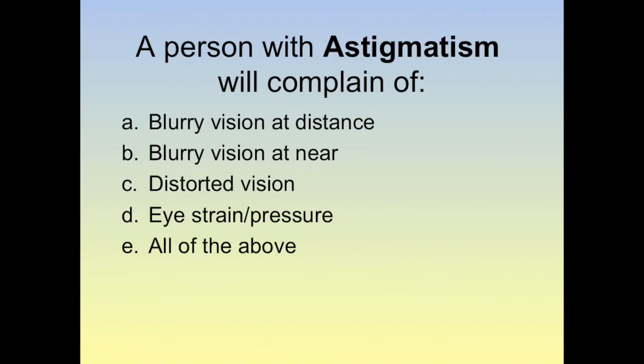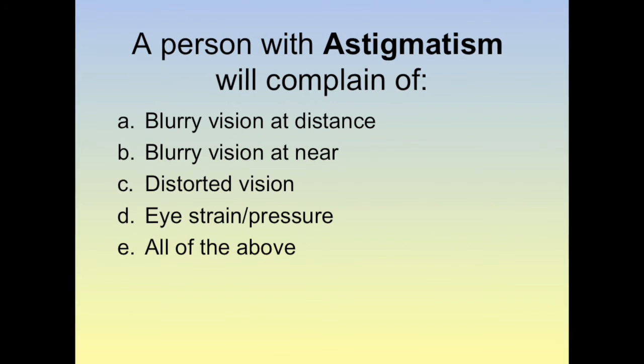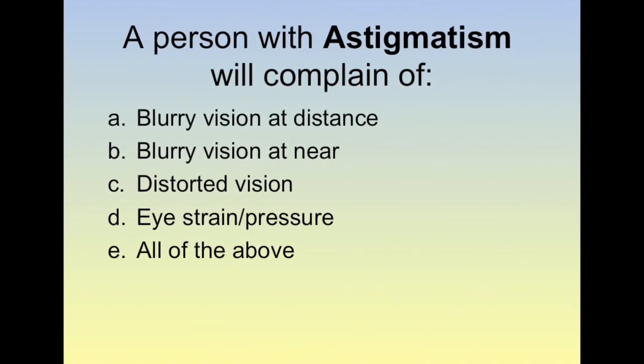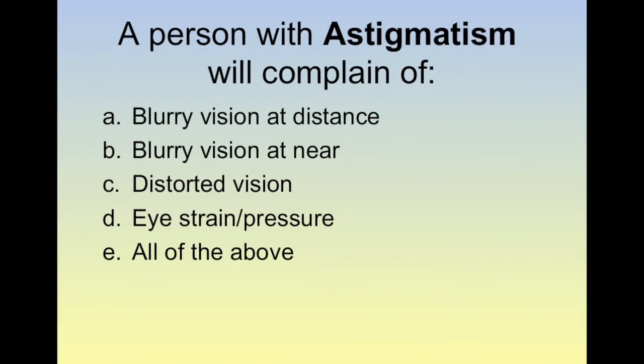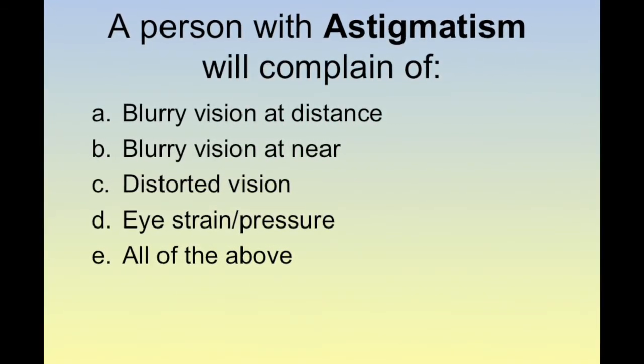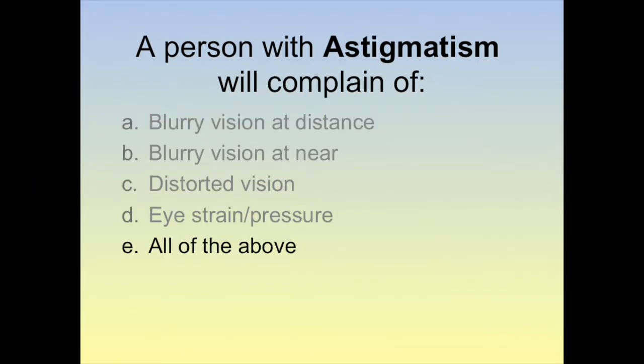The choices here, you're looking at a patient who has astigmatism, and your question is, what will a person with astigmatism complain of? Will they complain of blurry vision at distance, blurry vision at near, distorted vision, eye strain, eye pressure, or all of the above? I'll give you a moment to think about that. And it is all of the above.